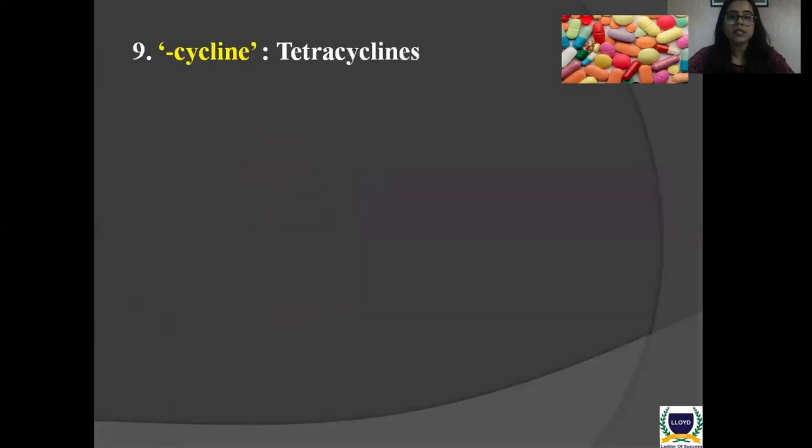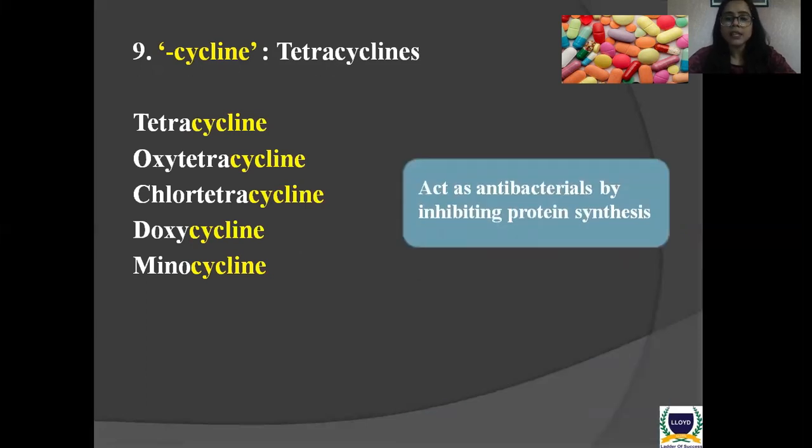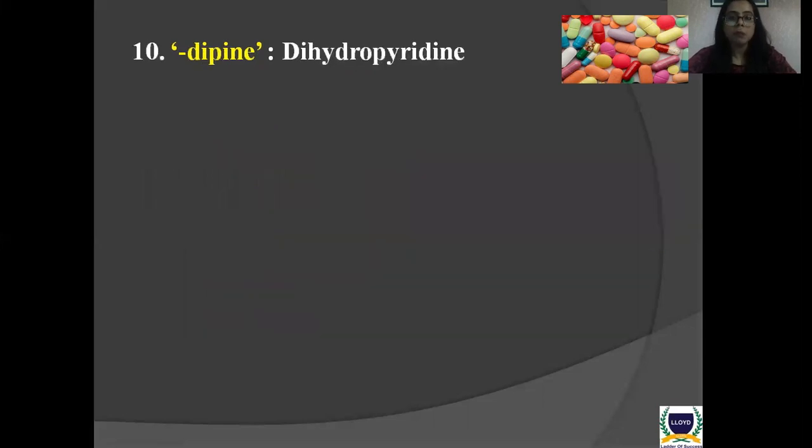Our next suffix is cycline. Cycline indicates they are tetracyclines. The drugs in this category are tetracycline, oxytetracycline, chlortetracycline, doxycycline, and minocycline. All these end with the same suffix, that is cycline, which indicates they are tetracyclines. They act as antibacterials by inhibiting protein synthesis. So they can act as antibacterials.